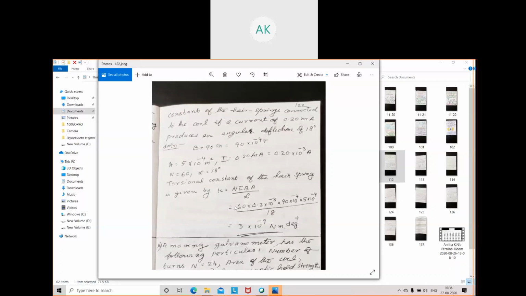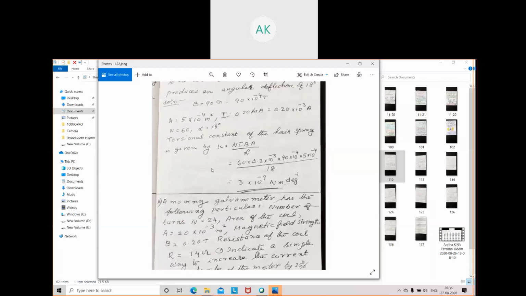So substitute N value, N is given 60, I is given 0.2 milliampere, so change it into ampere, and B is given 90 Gauss. Gauss is the CGS unit of magnetic field induction, so convert into SI unit by multiplying by 10 raised to minus 4, into area. Area is also given, 5 into 10 raised to minus 4, by 18 degree. So that is substituted, and we get the answer in Newton meter degree raised to minus 1.